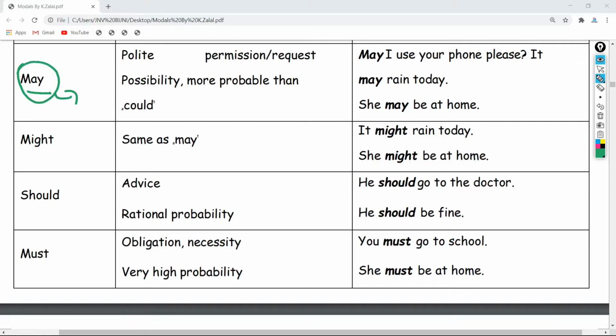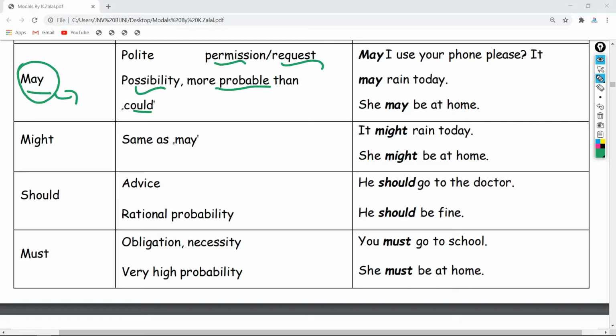Normally, what does it talk about? It talks about permission, request, possibility, or something more probable than could. When you compare may with could, then may is more probable than could. So you will minutely observe this little difference.